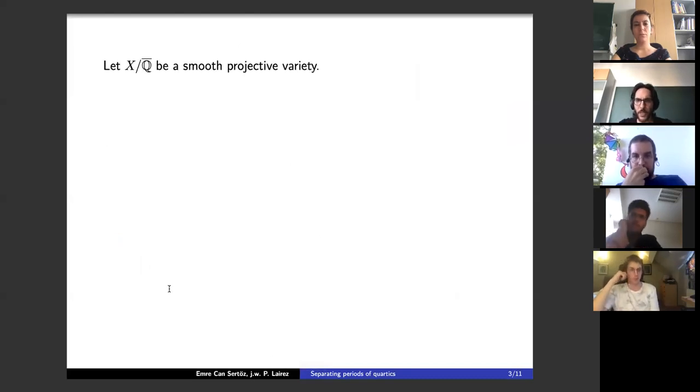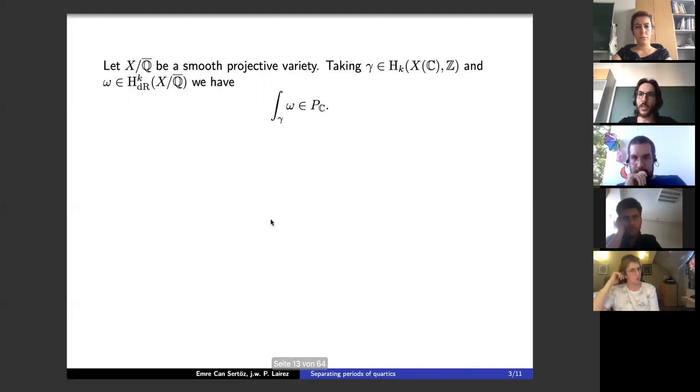So if you give me a smooth projective variety, let's say defined over Q bar, then I can use this X to generate numbers again. And the way you do it is that you take homology classes in X, so you view it as a complex manifold, you get homology classes. You take the de Rham classes, so cohomology classes, and then you integrate the cohomology class over the homology class. So it gives a complex number, and it's a folklore theorem that this integral will in fact be a period.